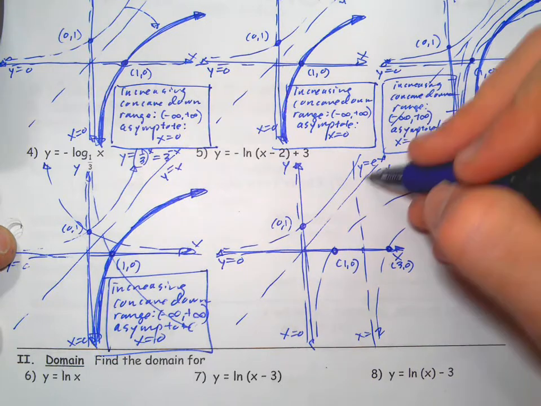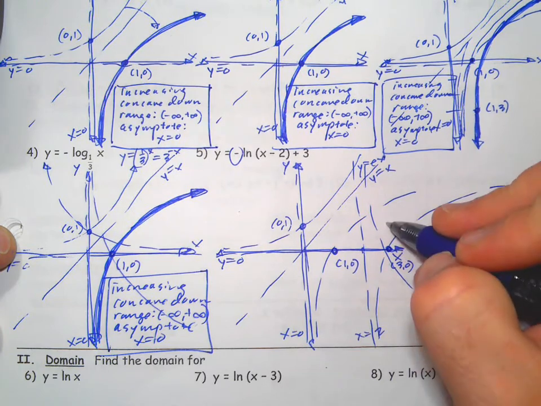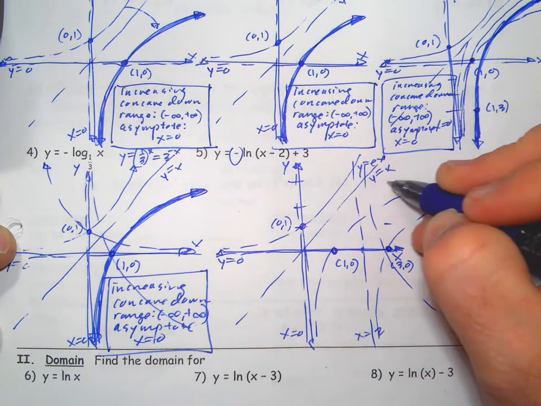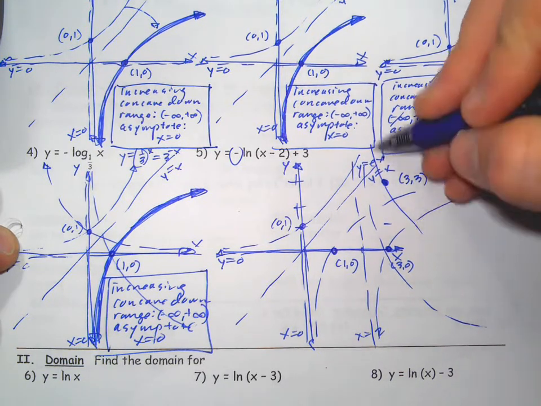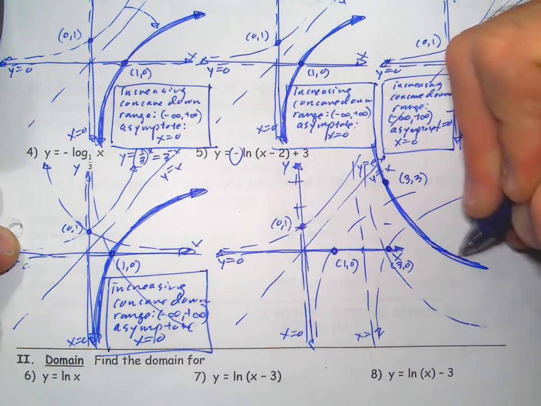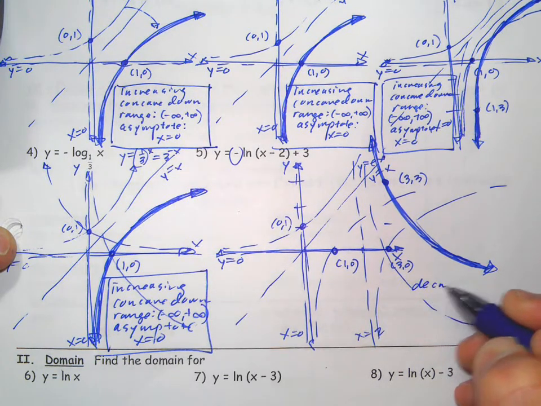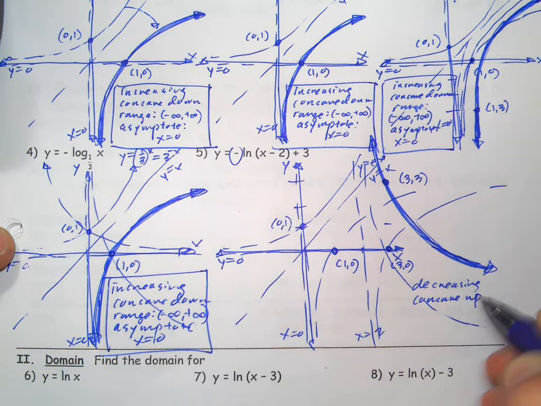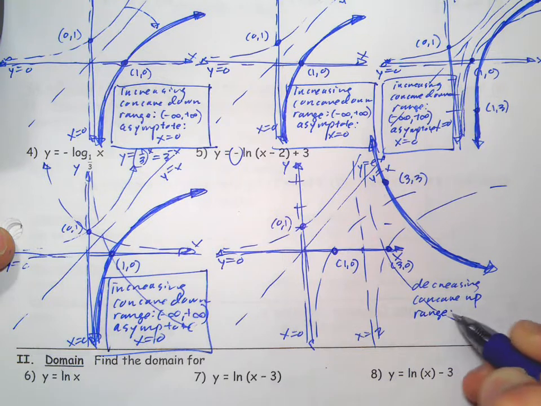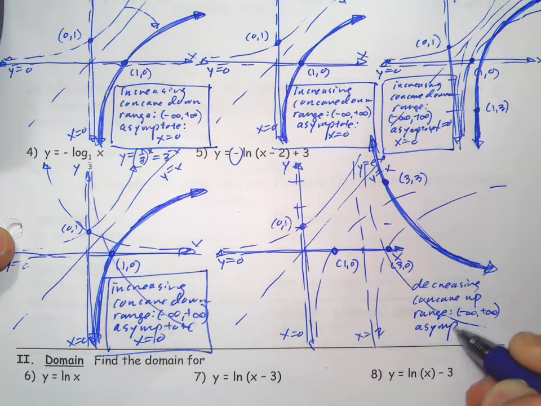Then the negative on the outside flips it upside down. And then the +3 moves everything up 3. So our point that we're keeping track of is at 3, 3. So something like that. So it is decreasing, concave up, range is negative infinity to positive infinity, asymptote is x equals 2.